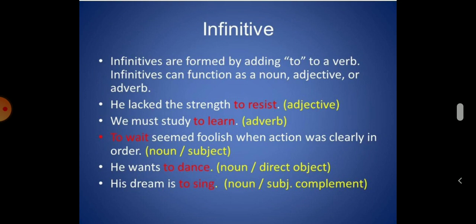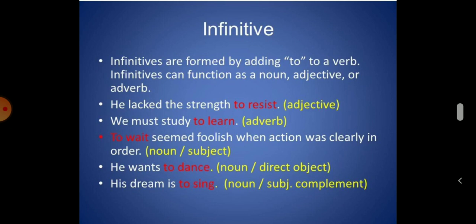Now the next topic is infinitive. Infinitives are formed by adding to to a verb. The word to is used, and it comes before the verb, and then it is called an infinitive. Infinitives can function as a noun, adjective or adverb.